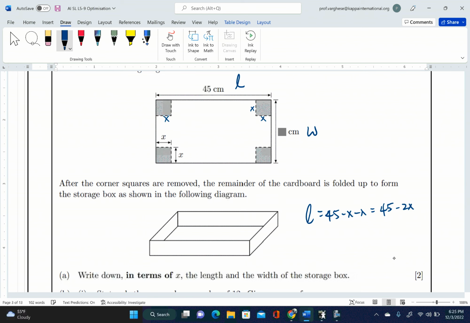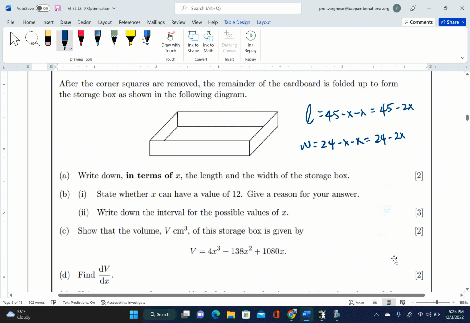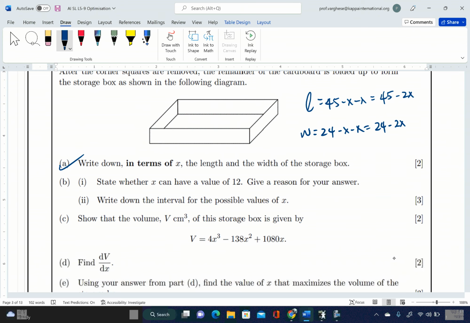Our width is going to be a similar concept, right? This is x, this is x. So we have the whole thing is 24. We're taking out this x and this x. So our width is going to be 24 minus x minus another x, and that's equal to 24 minus 2x, okay? So there's our length and there's our width. Part A is done. We've gotten our 2 points, okay?